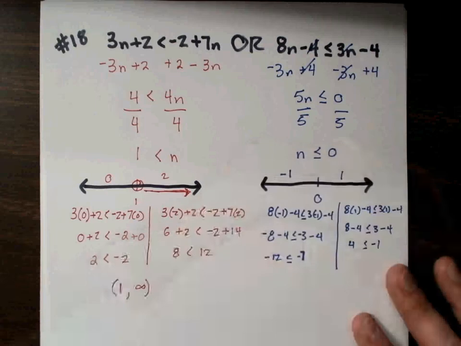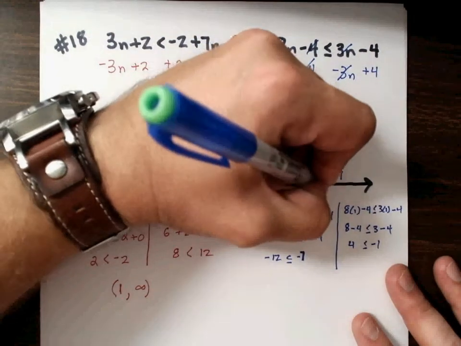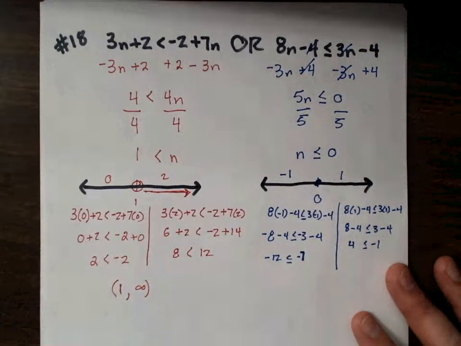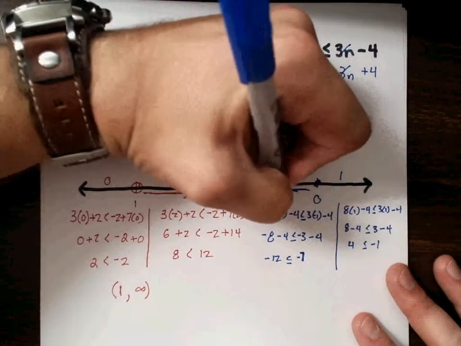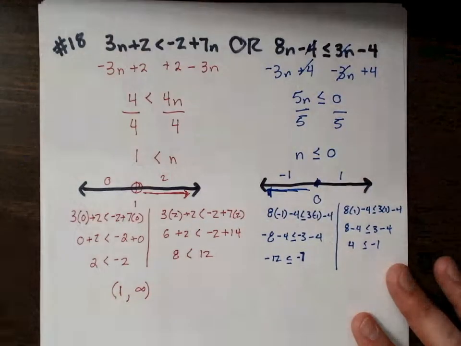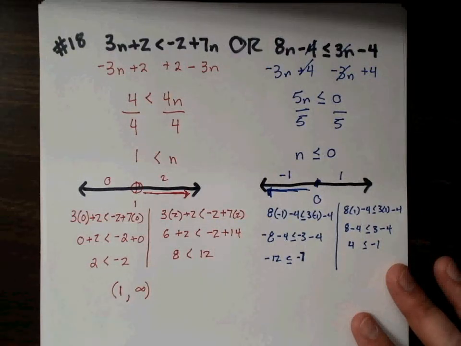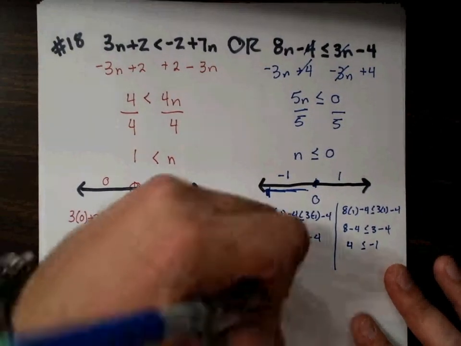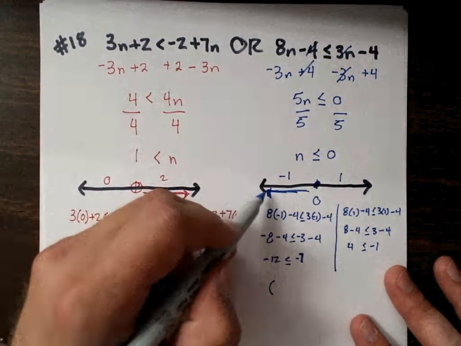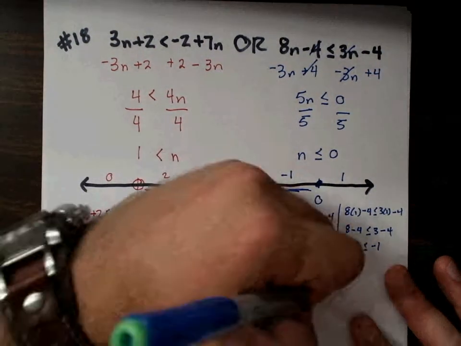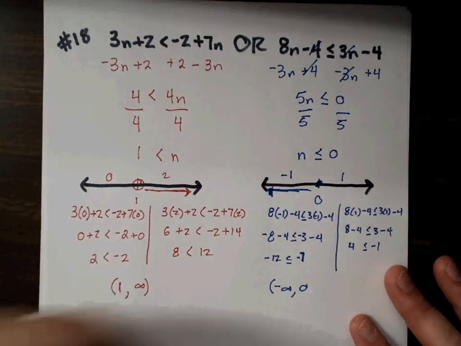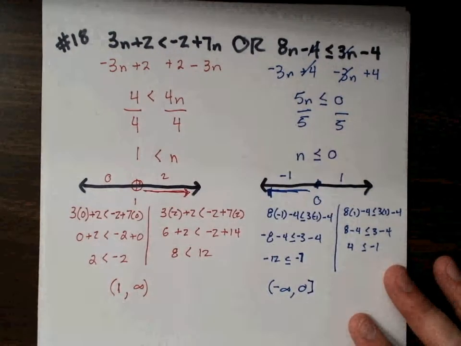Okay? And so since this one is not correct, it's going to be a solid dot at 0, or you could check it at 0, and it's going to go towards -1. What would the interval notation for that be? It's going to go from which way? -infinity to 0, and it's included.